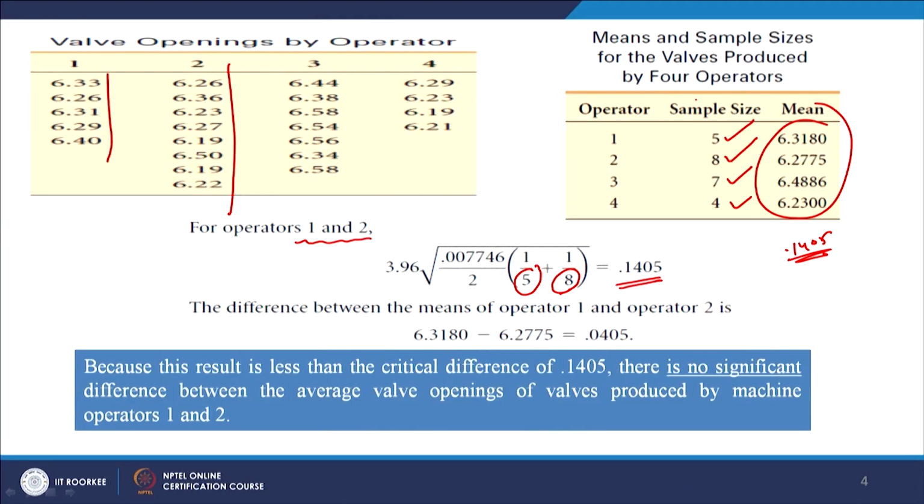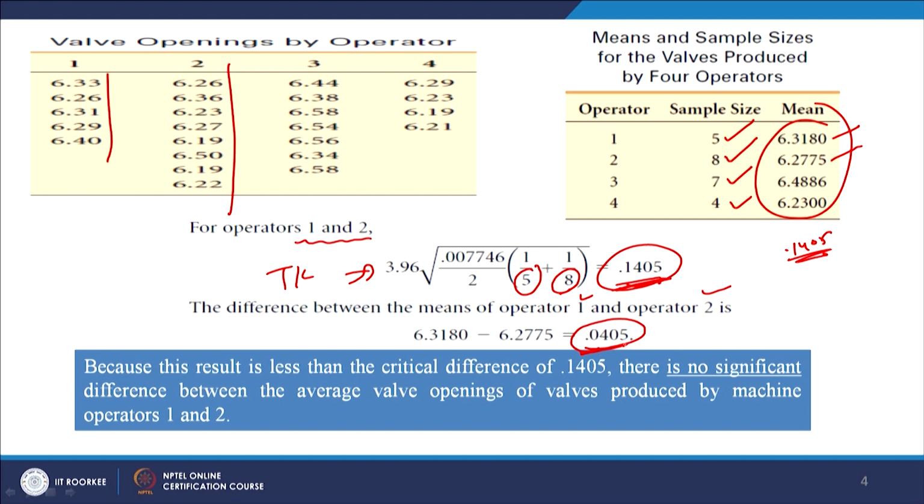So, when we calculate the Tk value, this is nothing but the Tukey-Kramer value, 0.1405. Now, we have to compare this value with the differences of means. So, let us take first and second group. The mean difference between the first and second is 0.0405.